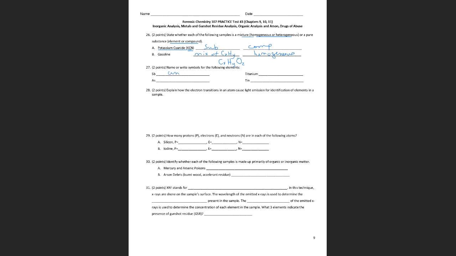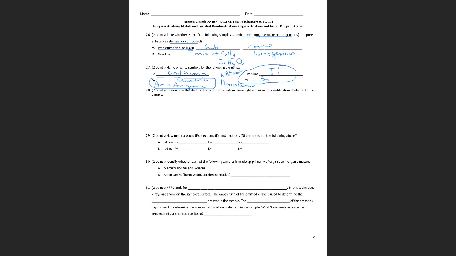Symbols and names. Antimony is Sb. As is arsenic. What is Ar? That one's argon. Titanium, Ti, but tin is Sn. Those two people sometimes confuse, just like people sometimes confuse these two. Another set that people confuse is K and P. P is phosphorus, and K is potassium. It has the symbol K because it comes from the Latin word kalium.